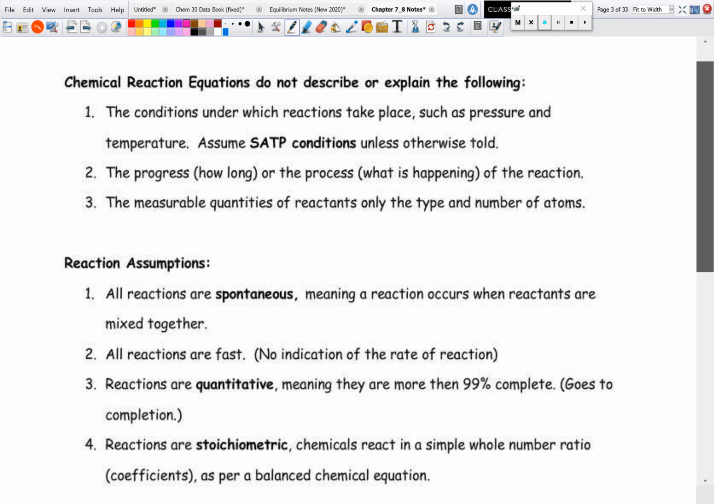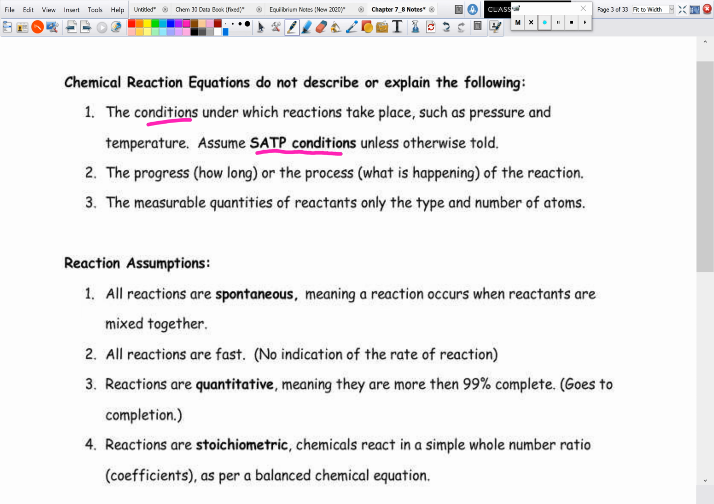Now, when we are doing chemical reactions, there are a few things that are not explained inside of a chemical reaction. One of those is the conditions under which reactions take place. We don't know if they're supposed to be at 500 degrees Celsius or 0 degrees Celsius. So we're going to assume SATP conditions unless otherwise stated. That just means room temperature and pressure at 25 degrees Celsius and 100 kPa.